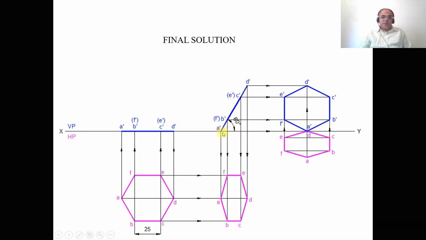Then draw a vertical projector from A dash and D dash, and draw a horizontal projector from A and D. These two lines are going to intersect at this point, A and D respectively, and you mark those points as A and D.